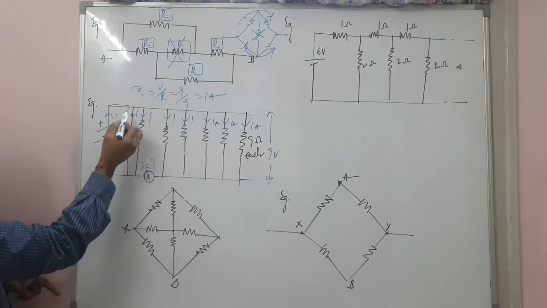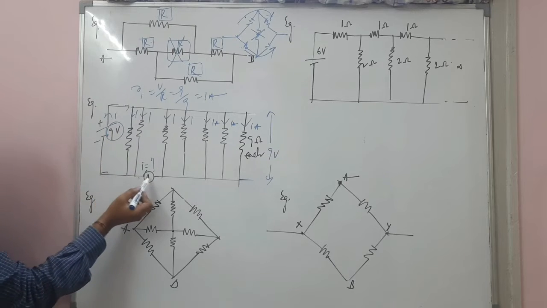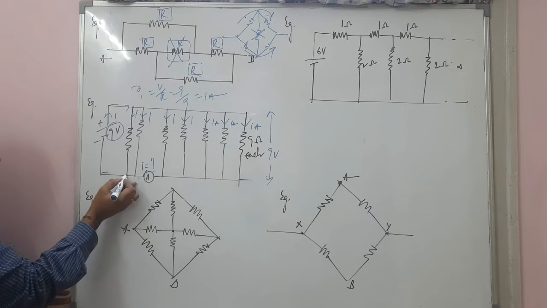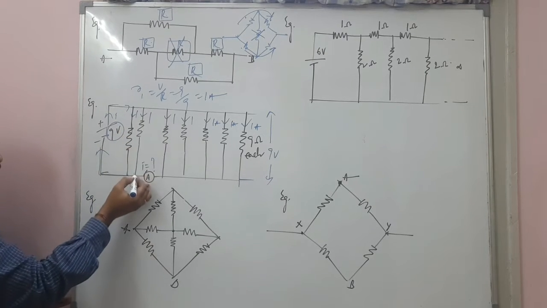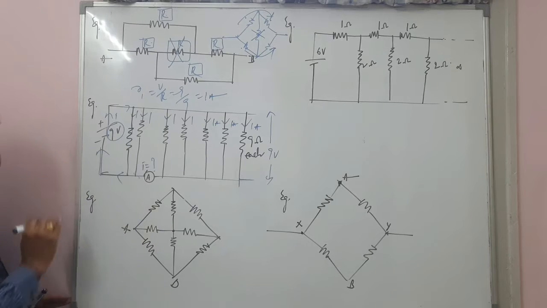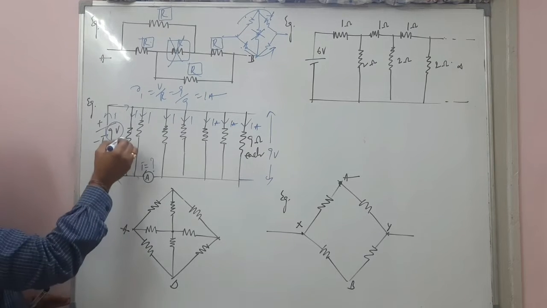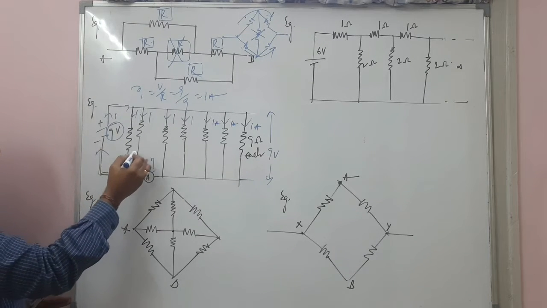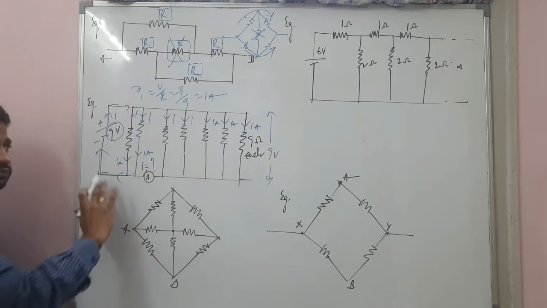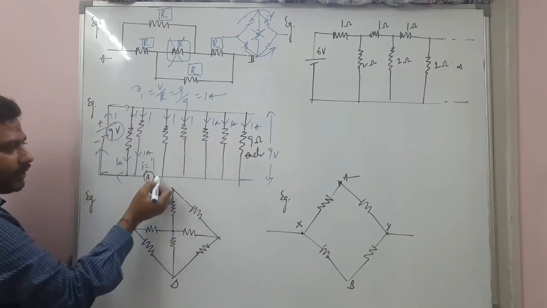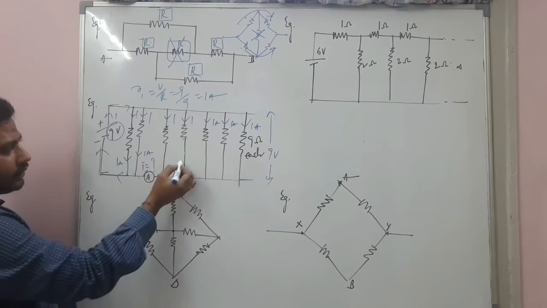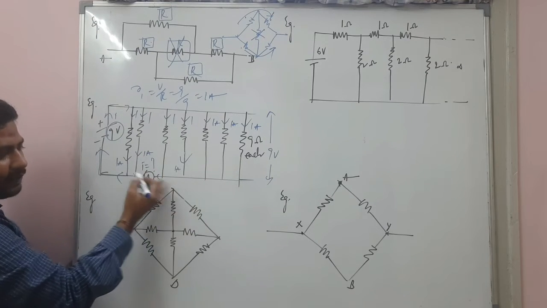Right. So will this 1 ampere reach the ammeter? No. The current will reach here. It will not go in this direction. It goes towards the negative terminal. And in the same way, this 1 ampere will not go like this. So that means, except this 1 ampere and this 1 ampere, all other 1 amperes will reach here. This 1 ampere current will be read by the ammeter.